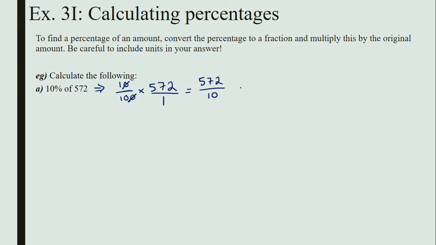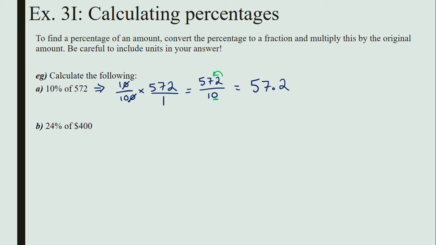When we divide anything by 10, the quick trick here is to move the decimal point as many places as there are zeros. So here we have 1 zero. We're going to move 1 decimal point backwards. So backwards when we divide to make the number smaller. And it gives us 57.2. So 57.2 is 10% of 572. If these were dollars, 10% of $572 would be $57.20.